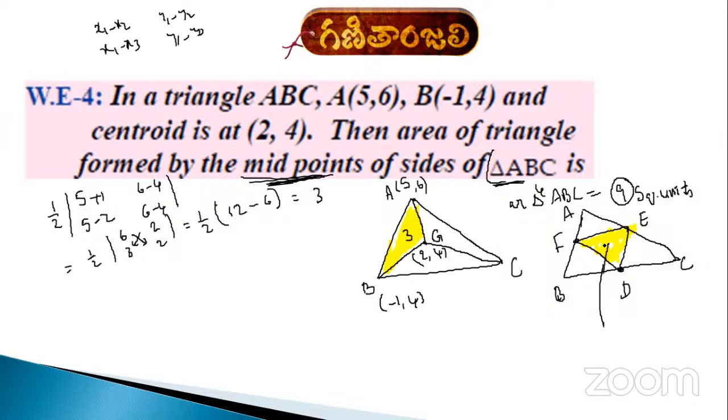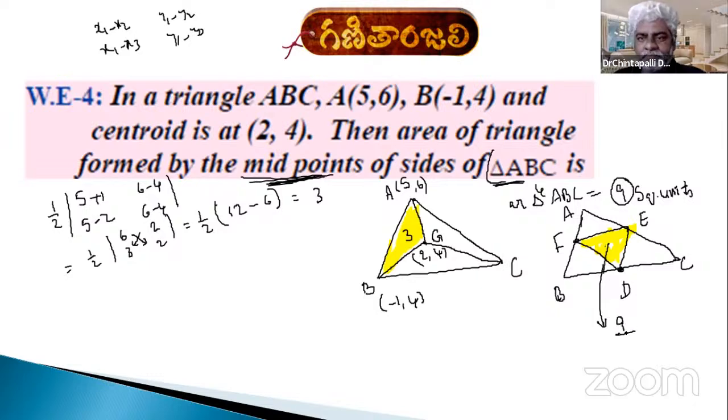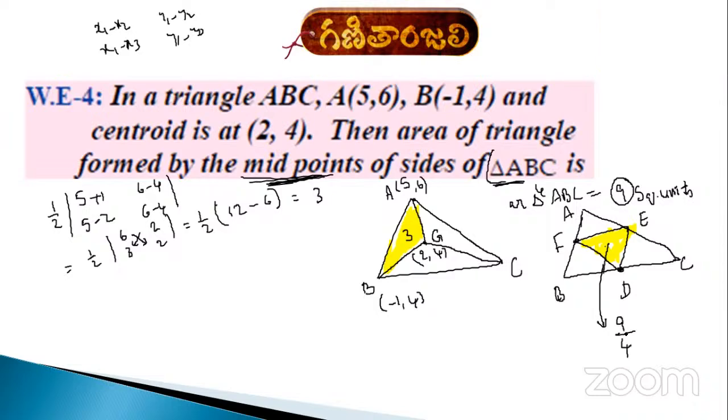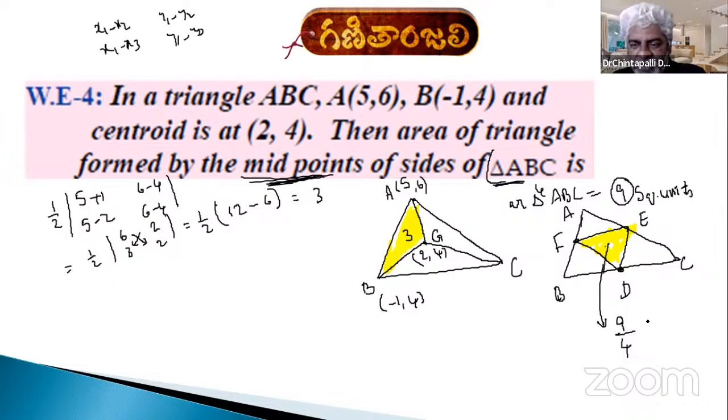What is the area of this triangle? 9 by 4. If it were the first case, it would be 1/3. But by joining midpoints, it is 4 parts. So 9 by 4 square units is the answer.